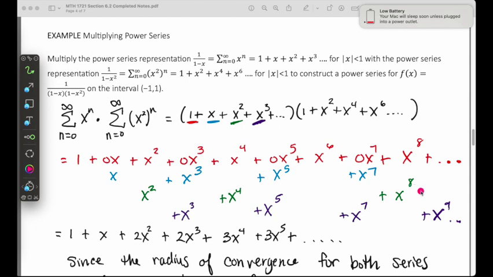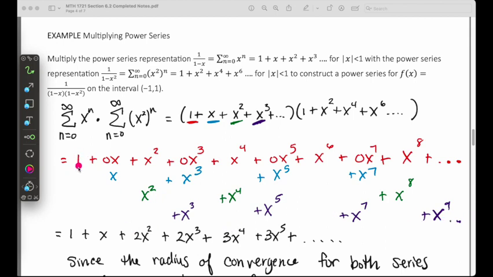Okay, then I did green next. Green is the x squared term, so I took x squared times 1, x squared times x squared, x squared times x to the 4th, x squared times x to the 6th, etc. And I did that out in green here. Okay, and then I did purple, x to the 3rd times 1, x to the 3rd times x squared, etc. And I wrote that out.